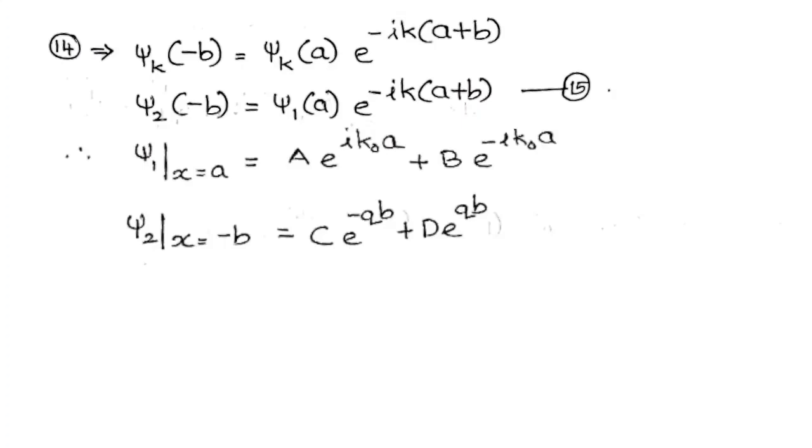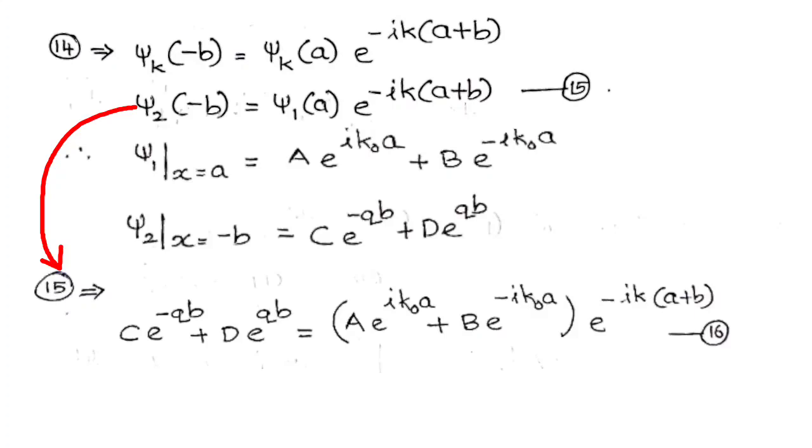We need to calculate psi 1 and psi 2 at x is equal to a and x is equal to minus b respectively, because in equation number 15 there are psi 2 of minus b and psi 1 of a. So equation number 15 can be written as c into e raised to minus qb plus d into e raised to qb equal to a into e raised to i k naught a plus b into e raised to minus i k naught a into the common term e raised to i k a plus b. So this is equation number 16.